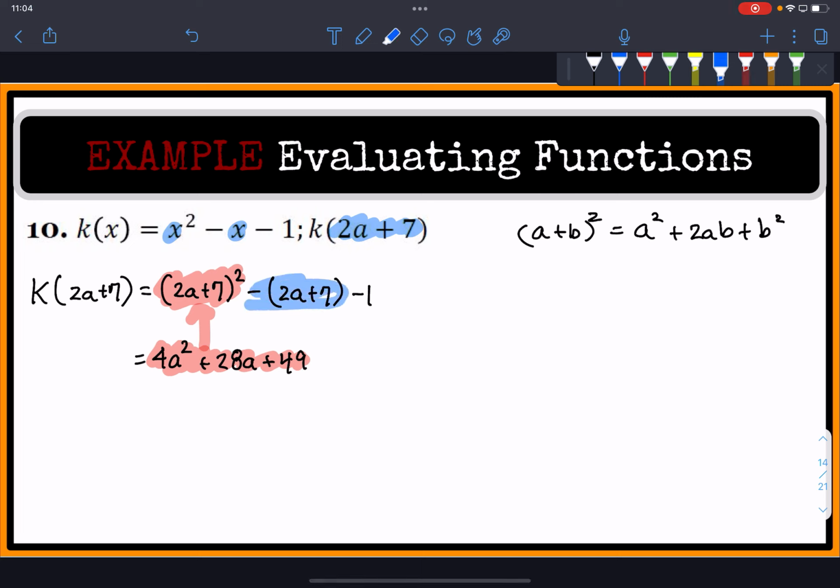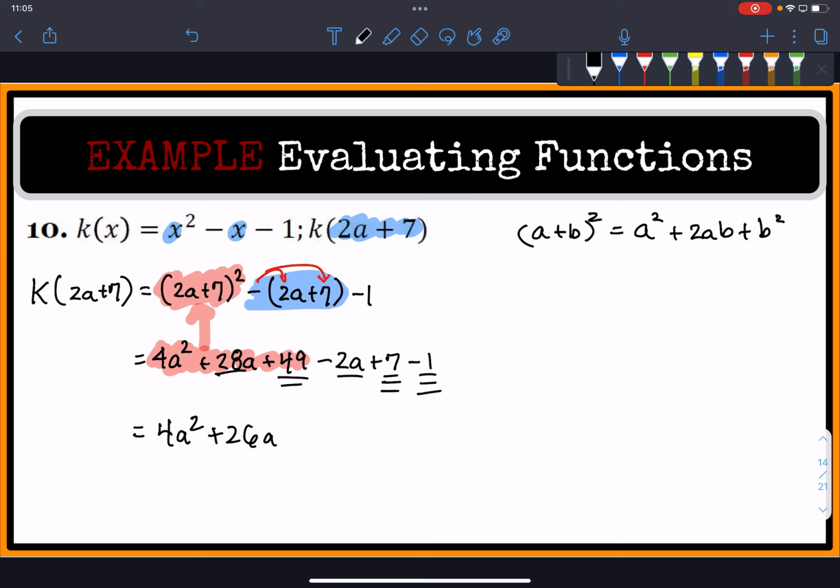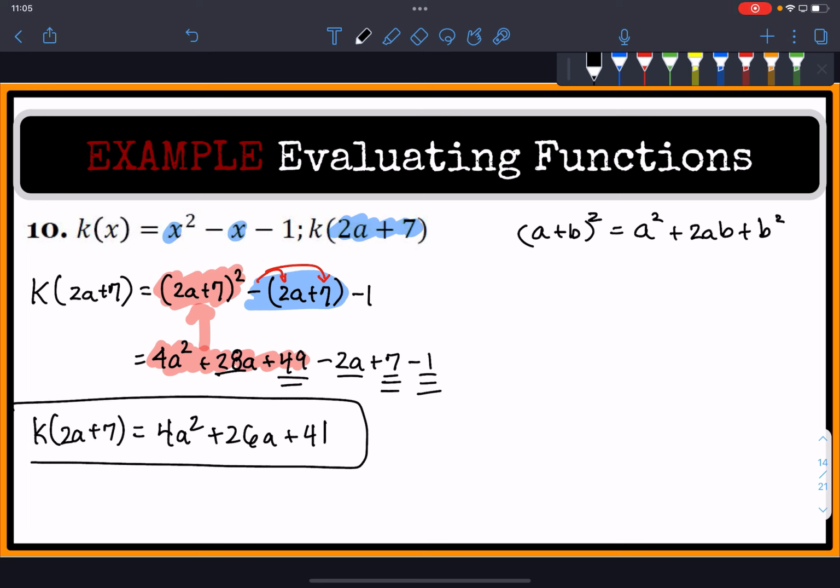So for example, this is just simply the distribution of this negative sign to everything inside there. So that's going to equal negative 2a plus 7. And then finally just simply bringing the minus 1 down. I can then combine like terms. I can combine the 4a squared with nothing. I can combine the 28a with the negative 2a, which is positive 26a. And then I can combine these three constants, which adds up to a total of 41. So k of 2a plus 7 is equal to this trinomial there.